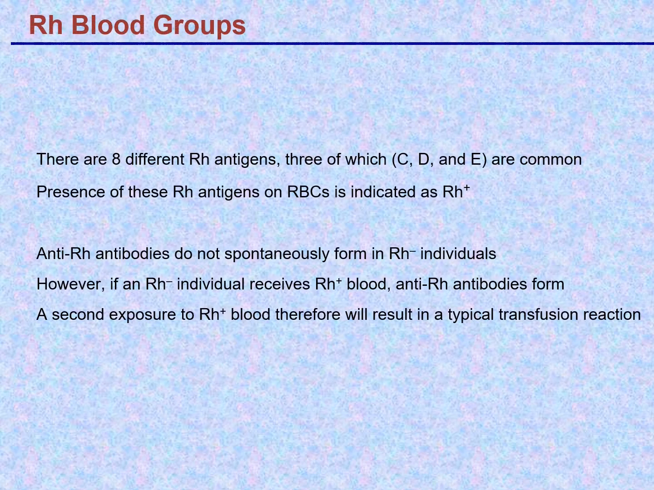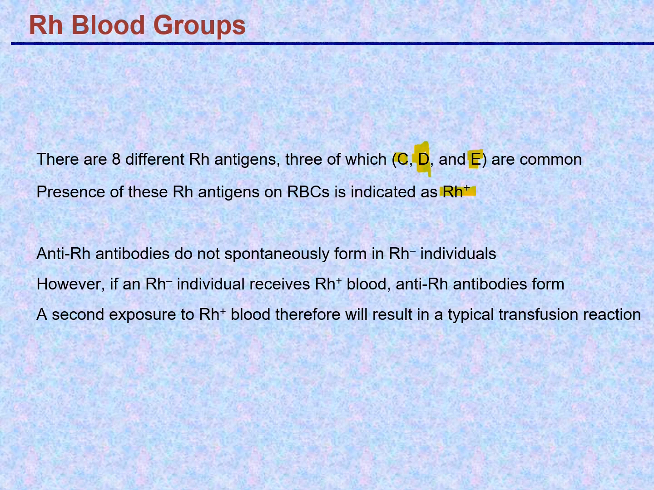RH is different. There are actually 8 different RH antigens which you can have. 3 of them happen to be big C, big D, and big E, and they're fairly common in the population. Mostly we deal with big D. If you have big D on your cells, then you are considered to be RH positive.